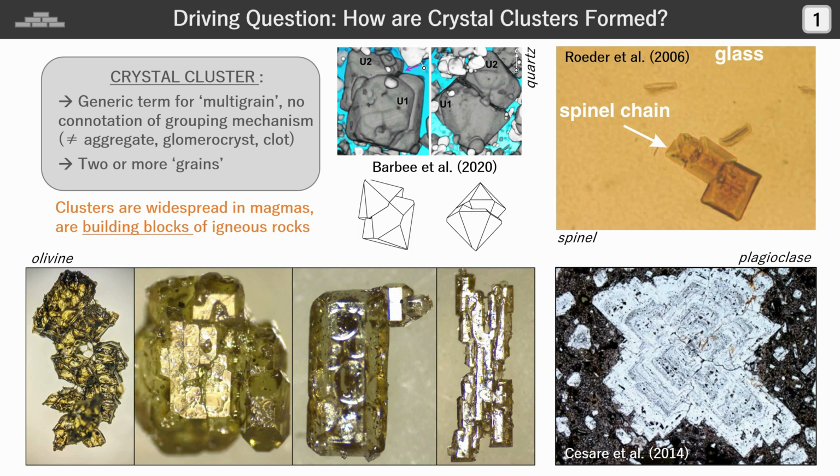What is clear from decades of studies of crystal cargoes in volcanic rocks is that clusters are widespread in magmas. And they're of fundamental importance in understanding magmatic systems because they may well represent the building blocks of igneous rocks. I'm showing here a collection of clusters consisting of only one mineral type, from olivine at the bottom to quartz in the middle, spinel, or plagioclase.